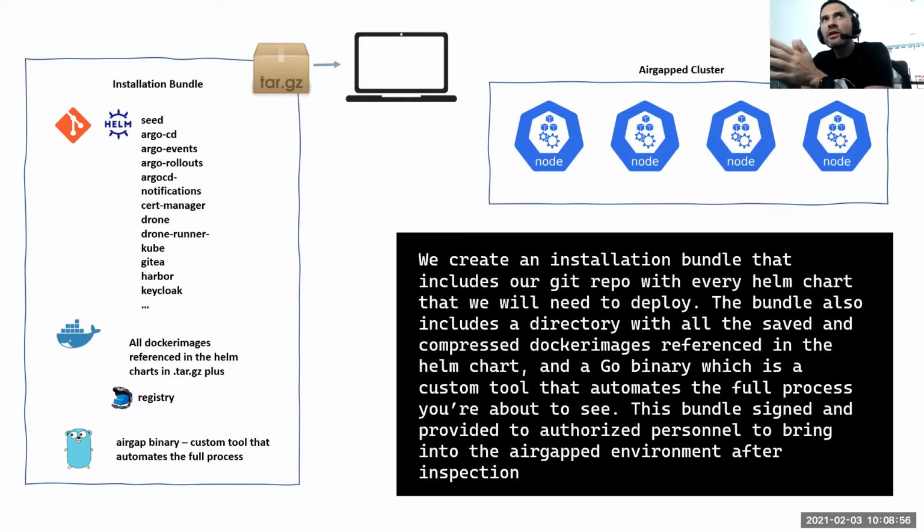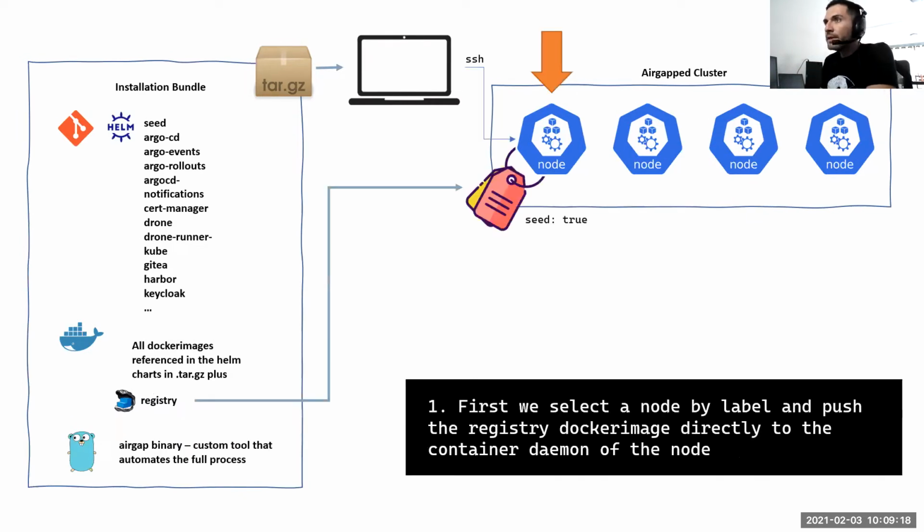An additional image that we're also putting in that bundle is a very minimalistic, just the bare bones Docker registry image, right? Because we're going to need a Docker registry to push those images into. And of course, the custom tool that we built to automate this whole process. So we put that in a package and we hand it over to the operator that's going to install it. Now, the first thing that the tool does is it selects a node by label.